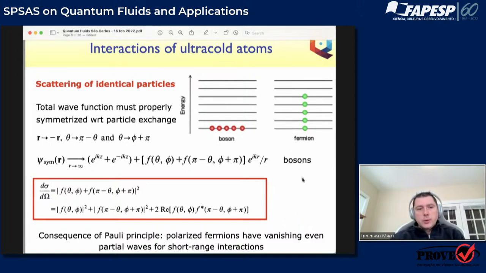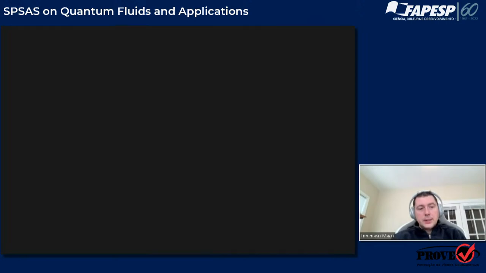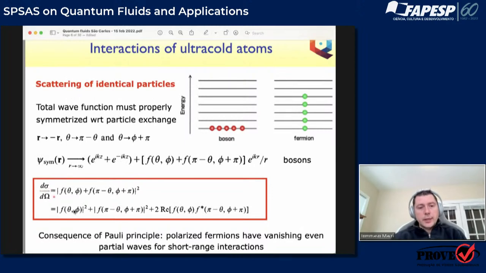So for example, for bosons, you would write the symmetrized version of the wave function that we wrote before in this way, and the differential cross-section will depend on the scattering amplitude computed for theta and phi, and pi minus theta and phi plus pi, which correspond to particle exchange and this sort of interference term. Now, on the other hand, for polarized fermions, we will instead have a minus sign here instead of a plus.